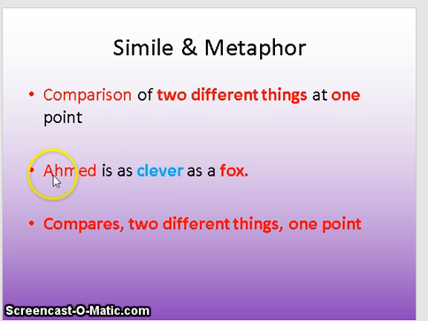Look at the following example. Ahmad is as clever as a fox. So what are we comparing here? We are comparing Ahmad with a fox. So look, Ahmad is a person and fox is an animal. So comparison is of two different things.